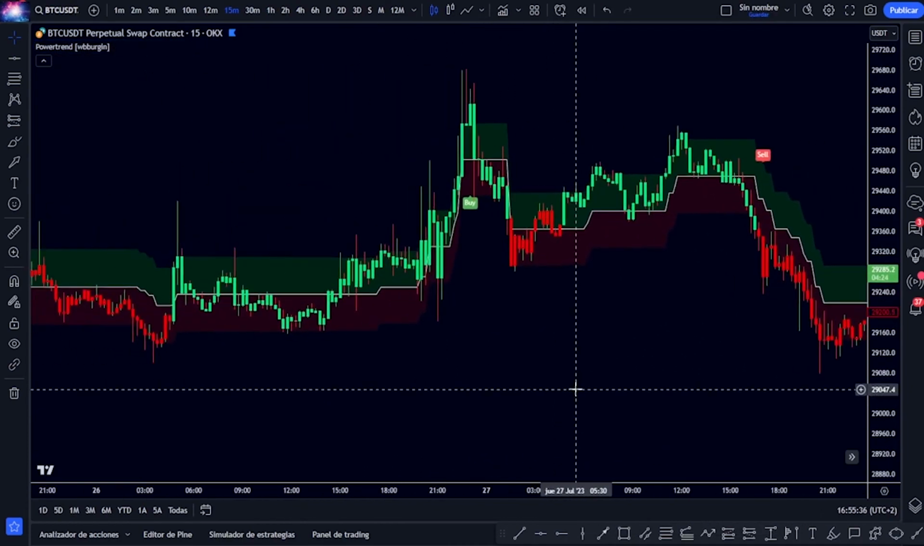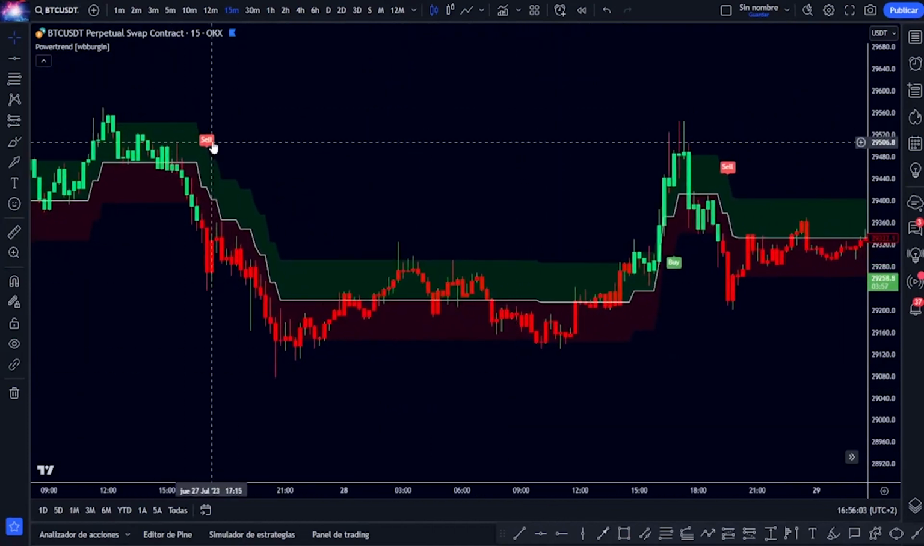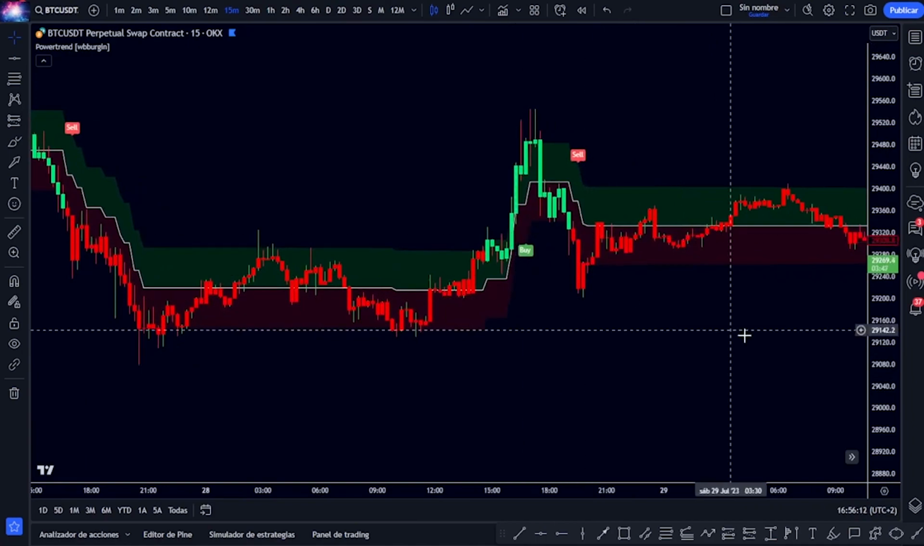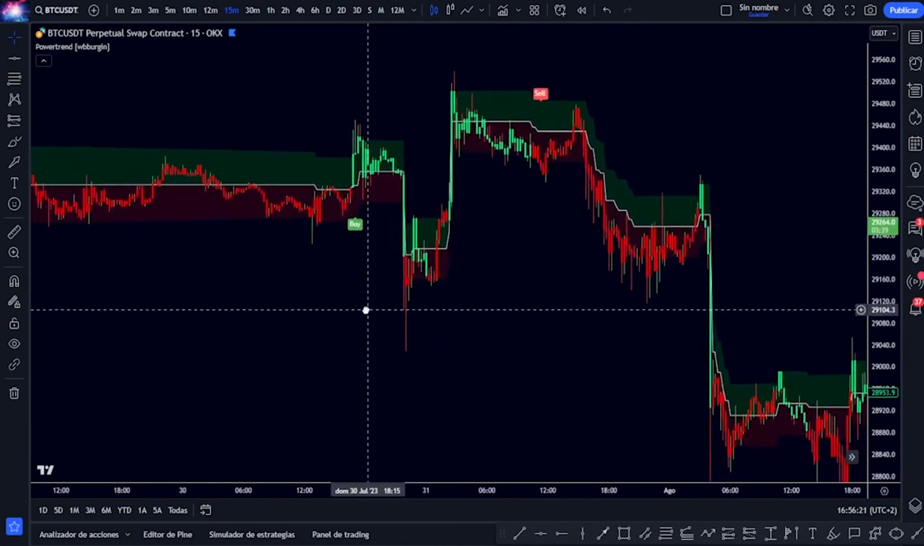As you can see, we have it already quite clean, and even only with this indicator we could operate directly with the buy and sell signals that it provides us. But as you can see, there are some that fail, so we are going to add another indicator, this time the most important for this strategy.